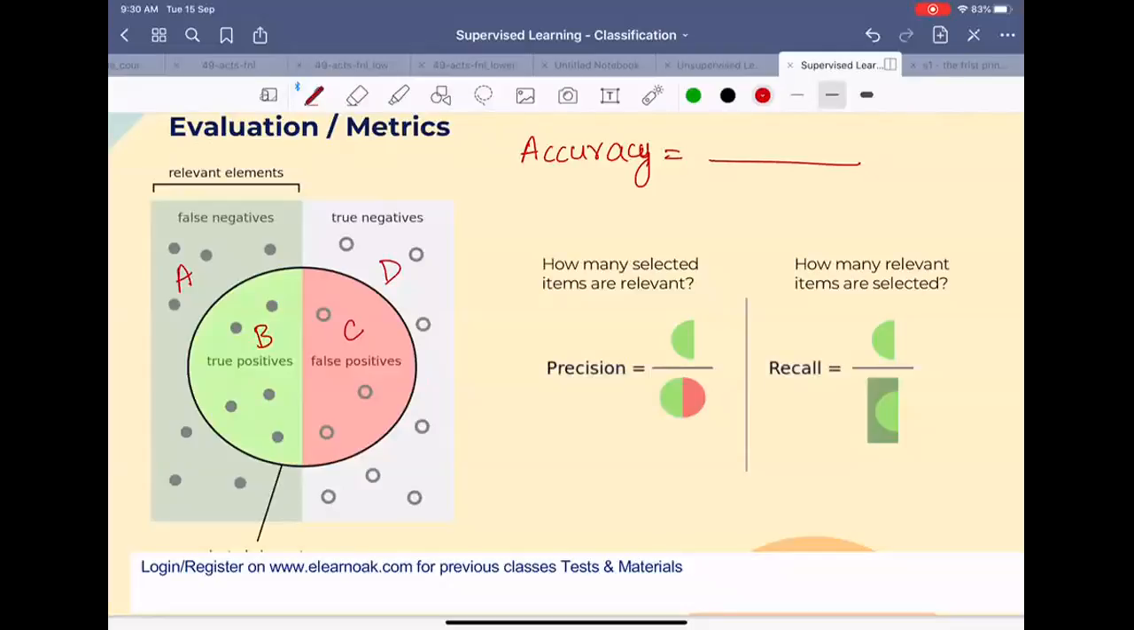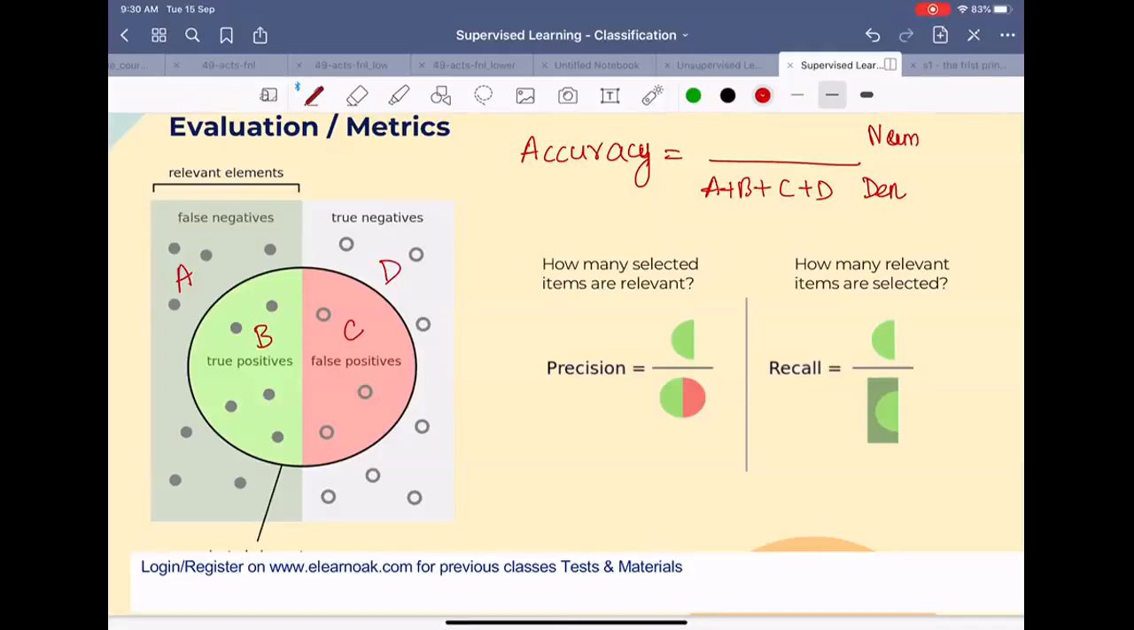Maybe we can do it in two parts. First, you could tell what will be on the denominator. What will be the formula for the denominator? That is the total number of terms. For accuracy, what should be on the denominator? Excellent. I see an answer A plus B plus C plus D, which is exactly right. The denominator will be all the data points, and all the data points will help us evaluate the accuracy.